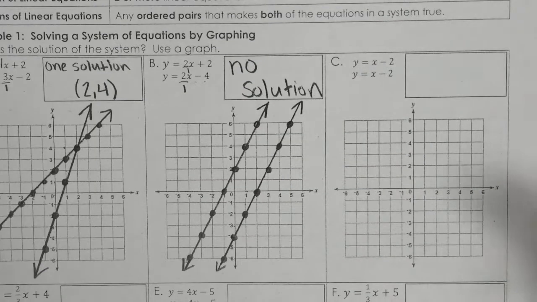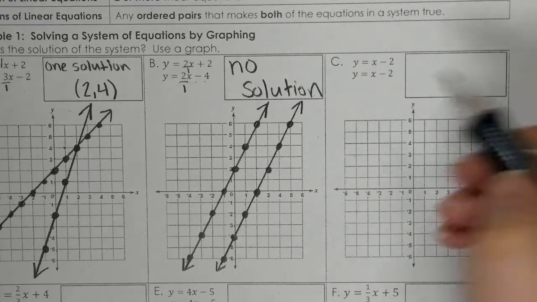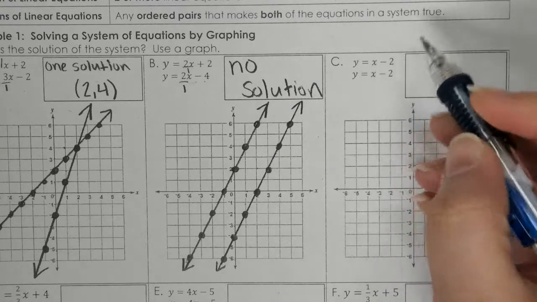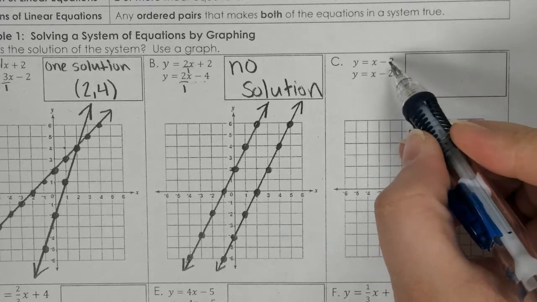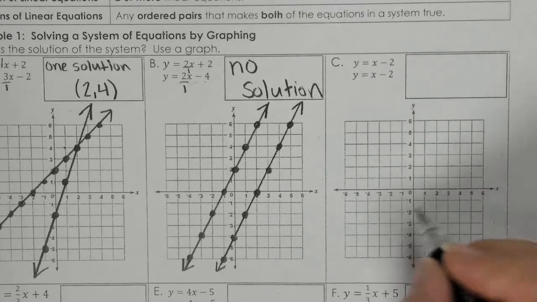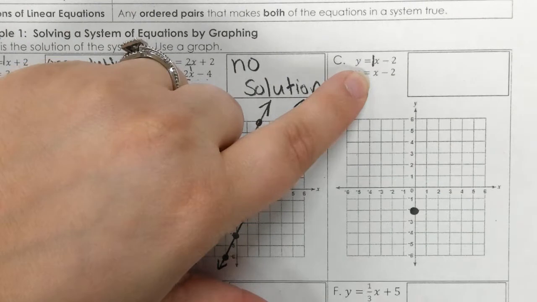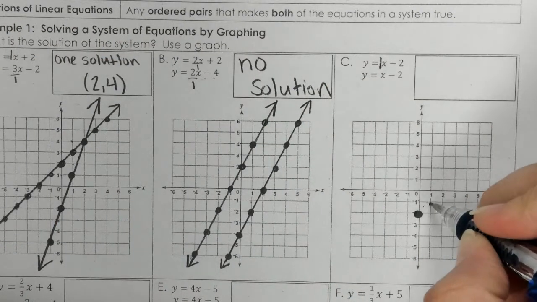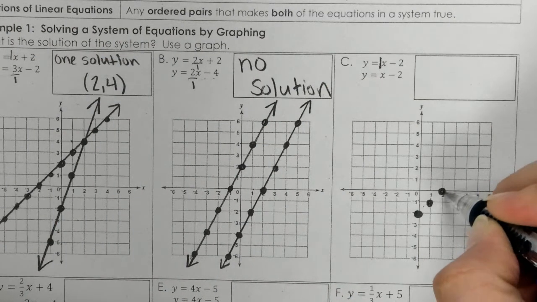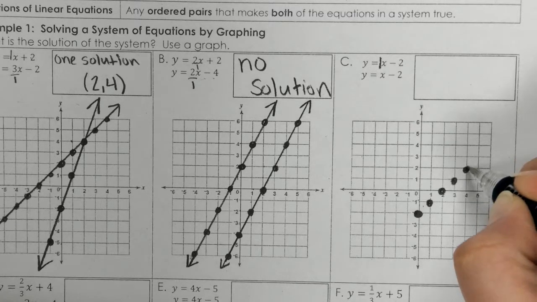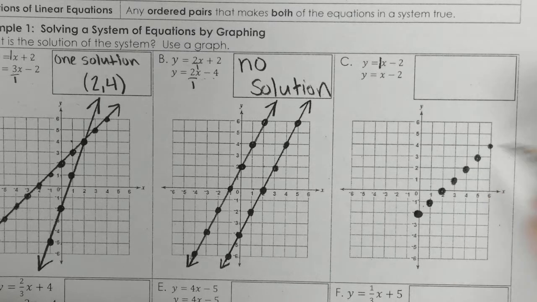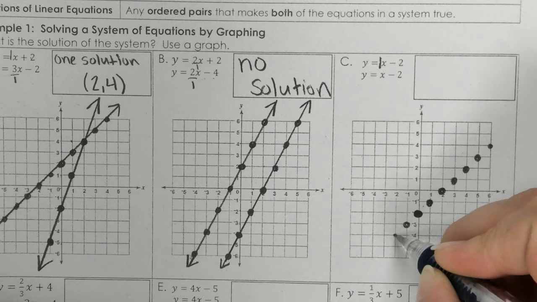In letter C, we need to graph, starting at negative 2. Our slope is 1, so we're going to go up 1, right 1, again, and then just keep doing that over and over. And then down 1, left 1.